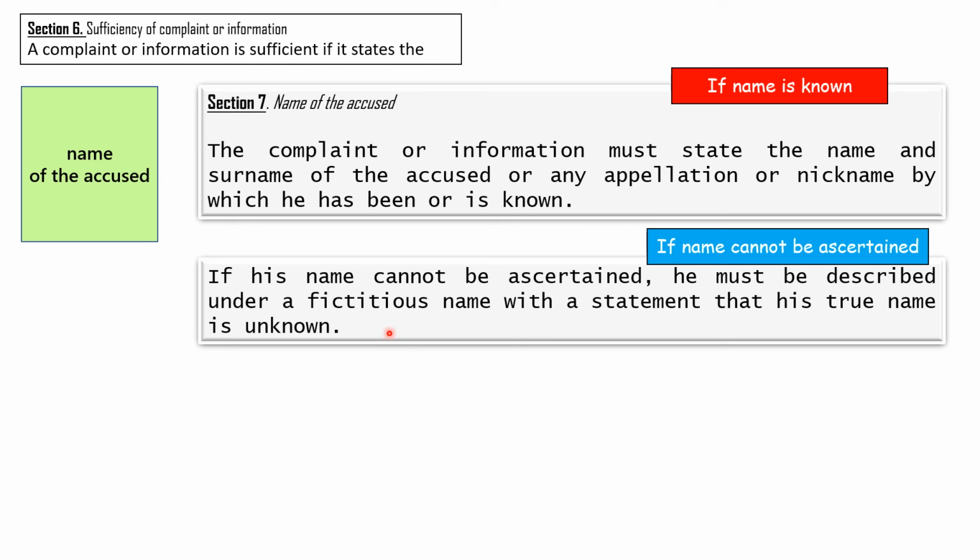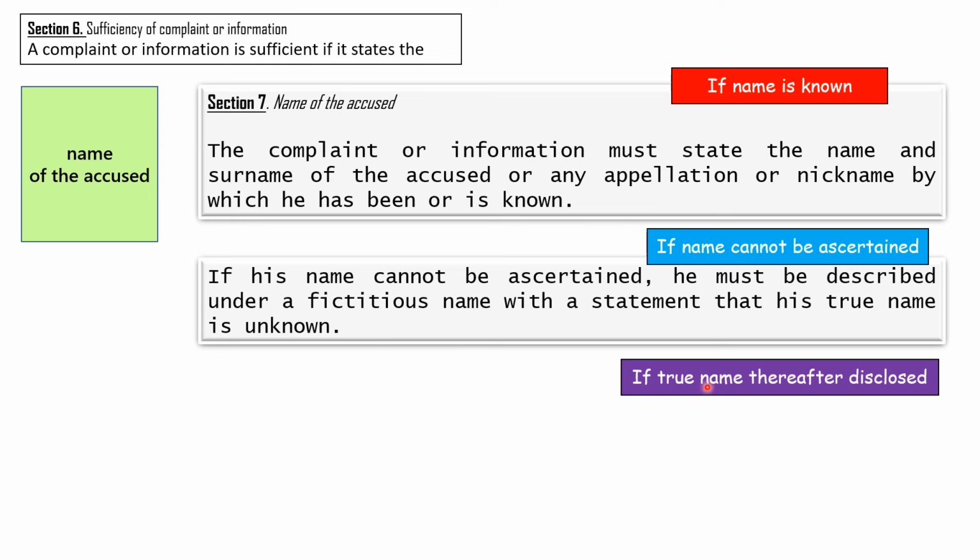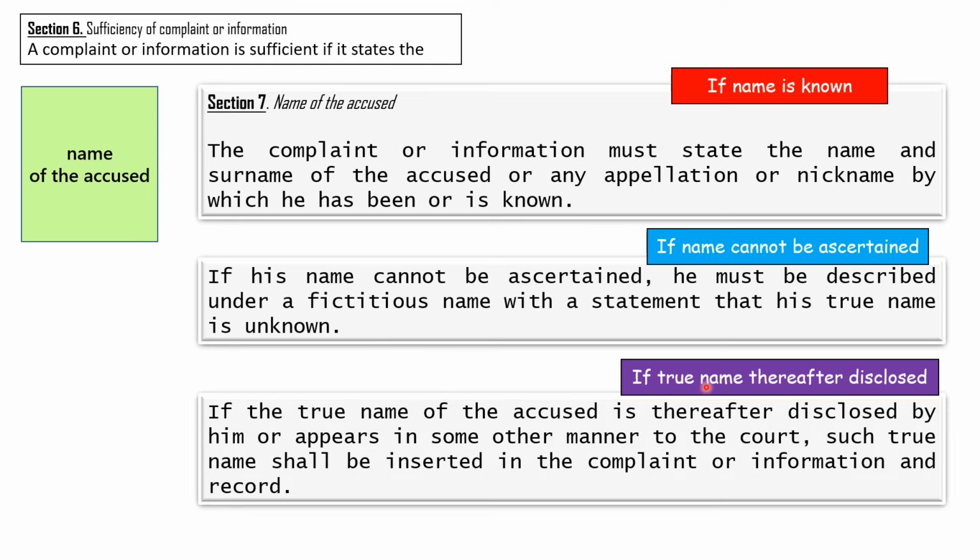Next, if the true name is thereafter disclosed, nahuli ng pulis, therefore, if the true name of the accused is thereafter disclosed by him or appears in some other manner to the court, then the true name shall be inserted in the complaint or information and record.